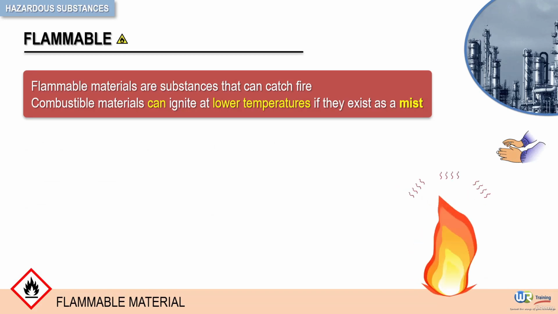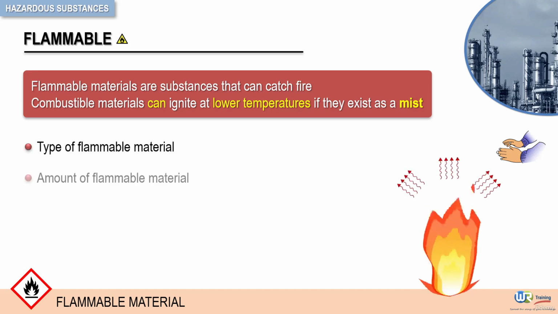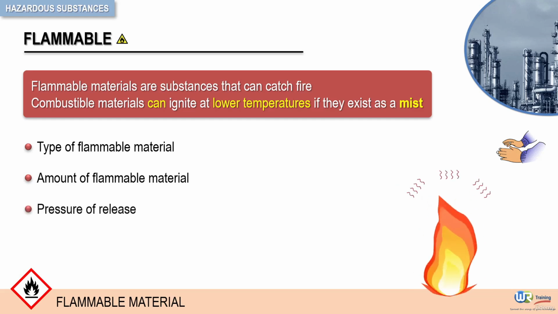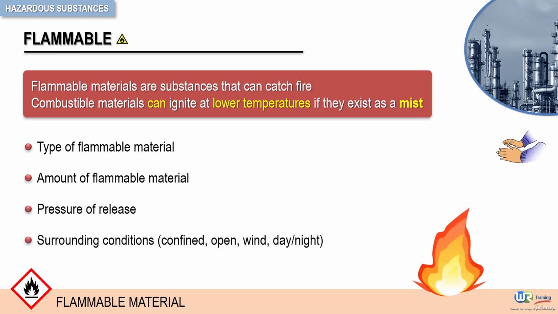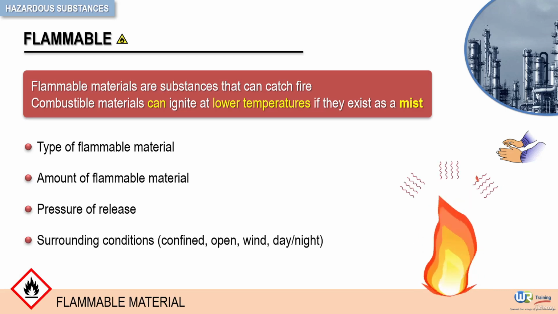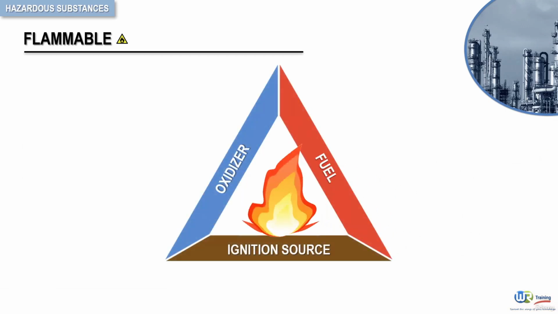Thermal burns are a result of exposure to thermal energy radiated from fires, as depicted here. The intensity of the thermal radiation emitted in a fire depends on the type of flammable material, the amount of flammable material, the pressure of release, and the surrounding conditions. All of these factors will be discussed in detail in a later video. But regardless of these items, 3 elements must be present before a fire can happen. These are fuel, oxygen, and an ignition source. The absence of any one of these elements means that a fire will not occur.